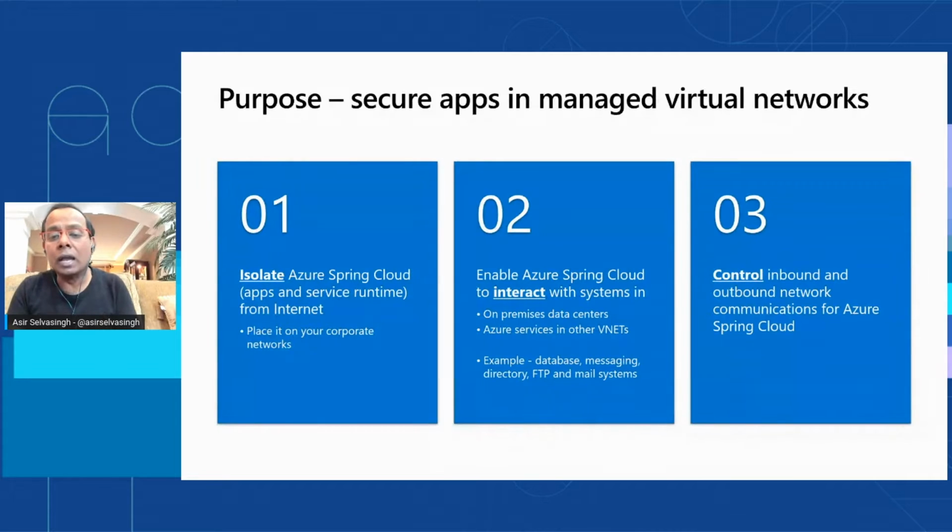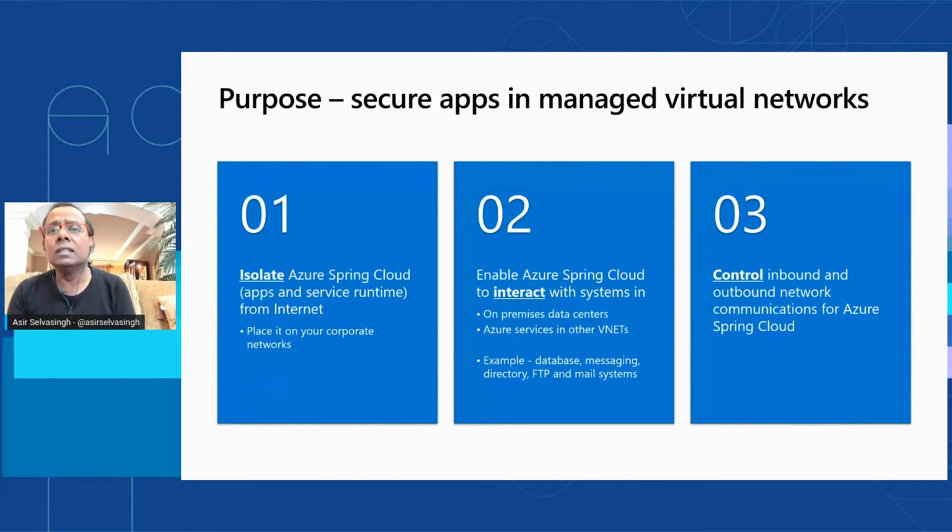The second one is you can enable apps on Azure Spring Cloud to interact with systems in your on-premise data center. These systems can be databases, messaging, FTP, directories, mail systems, and so on. And these services can also be in other Azure virtual networks as well, right?